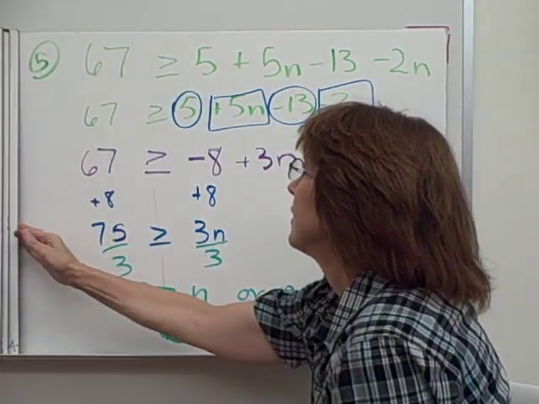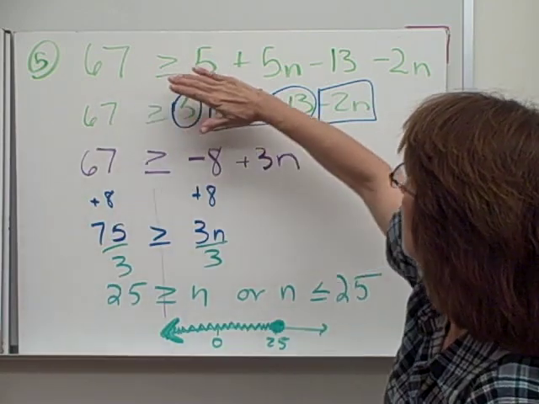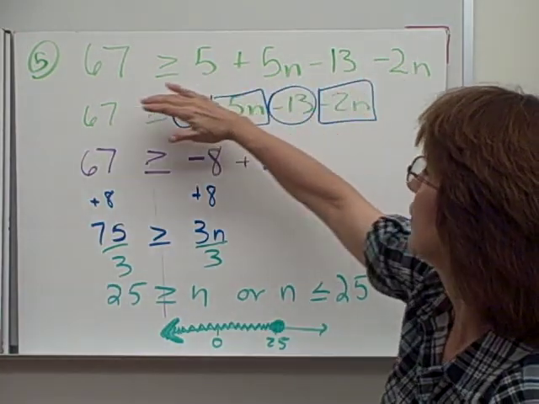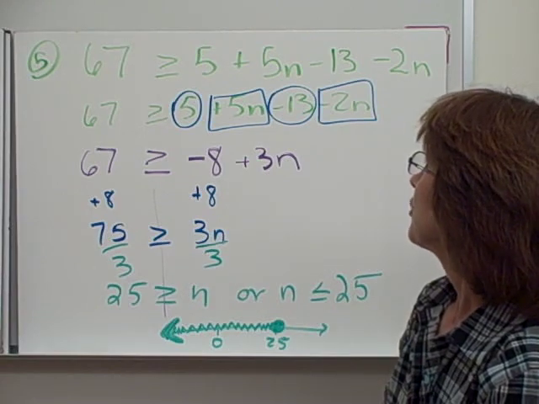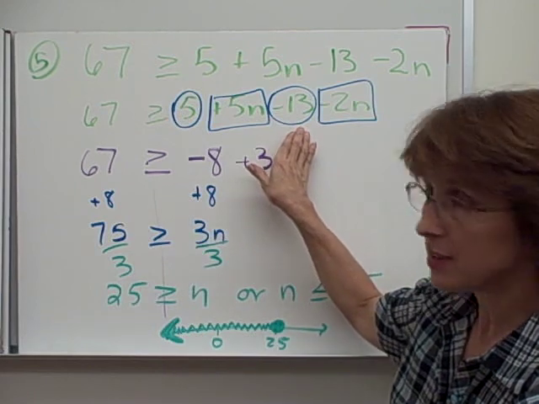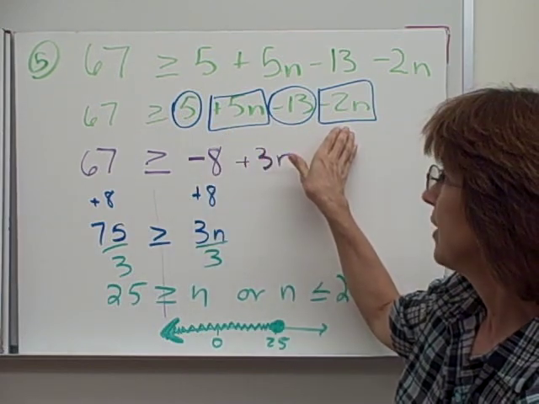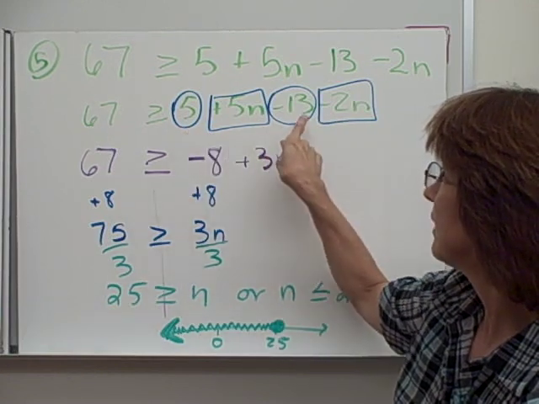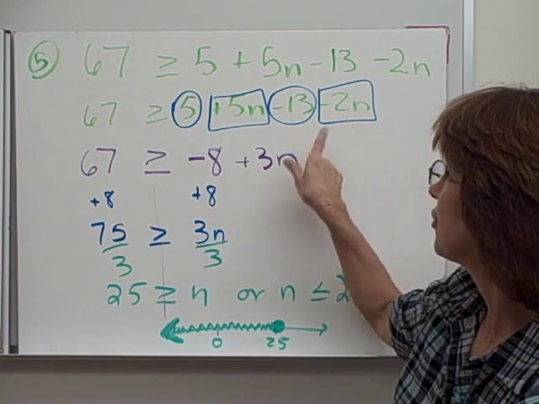All right, number 5. Go ahead and copy down the first line here. There's a lot of stuff on there. I want to make sure we really practice this. Once you've got it copied, go ahead and circle the constants, and you can box up the other terms, the n terms. And then when you combine 5 minus 13, that's negative 8, and 5n minus 2n is 3n.